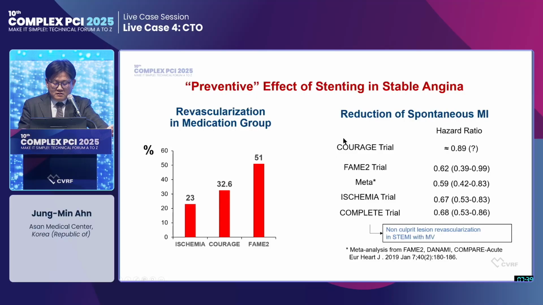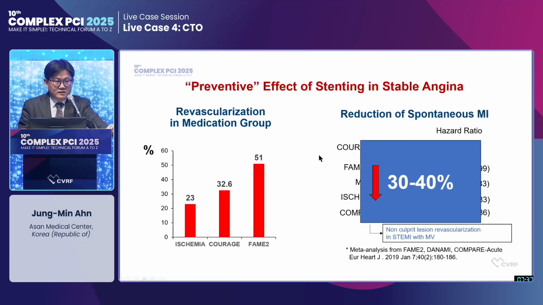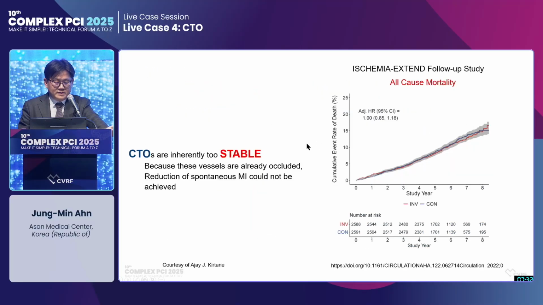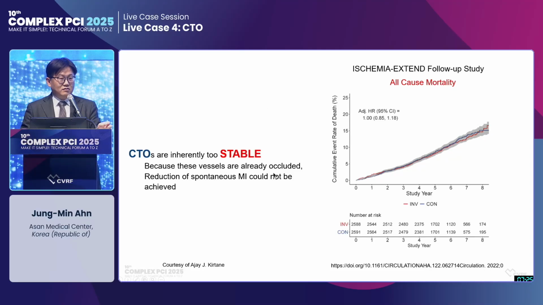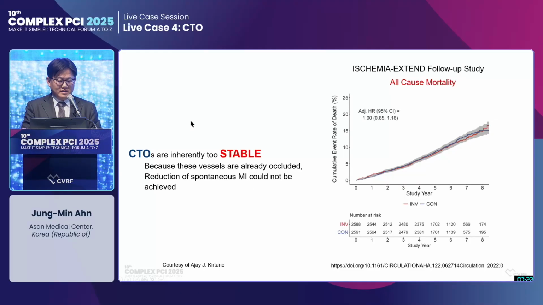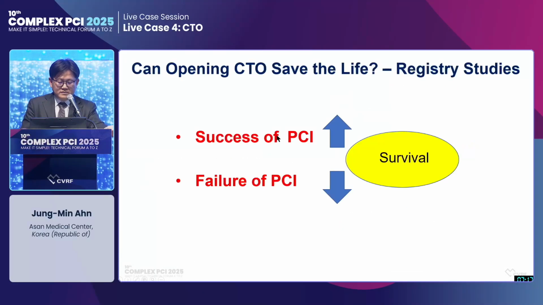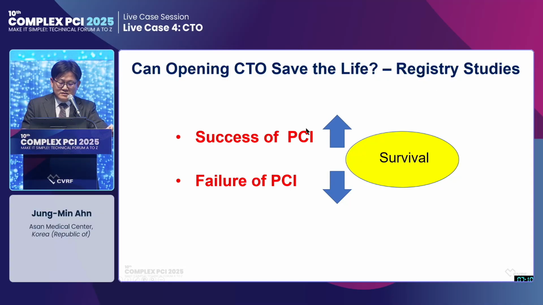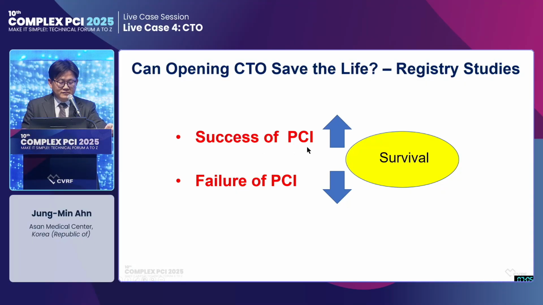In addition, consistently, PCI reduced spontaneous MI by up to 30 to 40%. But the CTO is inherently too stable because the vessel is already occluded, so the reduction of spontaneous MI could not be achieved. So in the ISCHEMIA extended follow-up study, a mortality difference was not observed. So my interpretation is like this, based on the registry studies. A successful CTO improved patient survival.